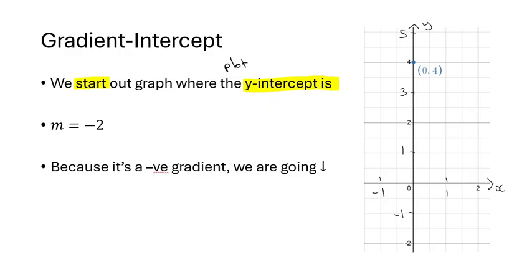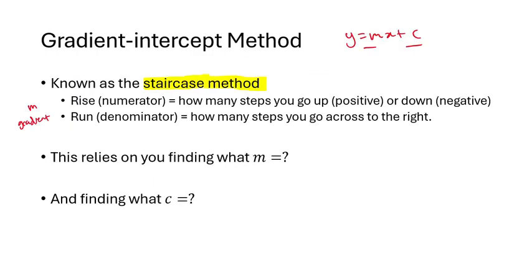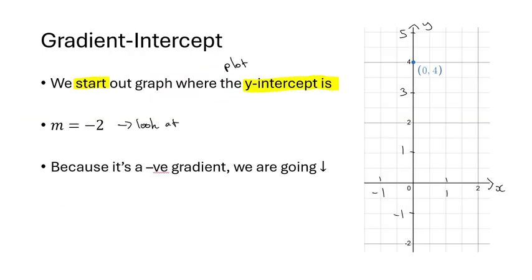Once you do that, you're going to have a look at the gradient. We know that m equals negative 2. Because it's a negative gradient, we are going to work downwards. With that in mind, we know our graph is going to go somewhere like this, and then it's going to go down, and then like this, go down, stuff like that. You get the idea. So let's carry on.